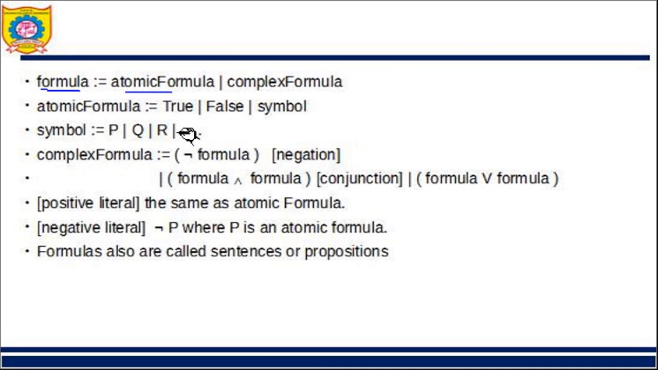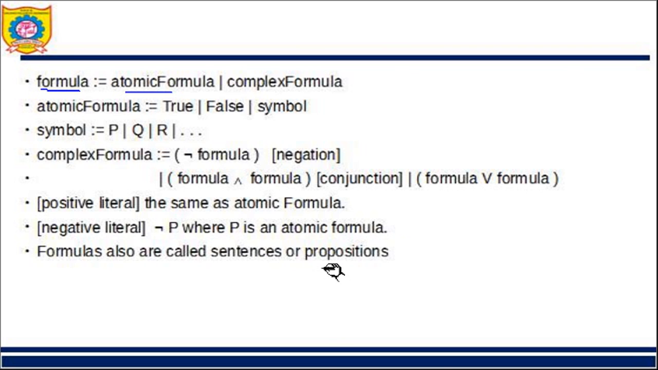What is a complex formula? A complex formula is nothing but the negation of a formula, whatever your original formula is. Or two formulas connected with the help of conjunction, or two formulas connected with the help of disjunction. I have a positive literal, the same as an atomic formula. What do we mean by positive literal? It is nothing but your atomic formula. Negative literal means I have a negation sign along with my atomic formula. So formulas are nothing but sentences or propositions. It is that simple.